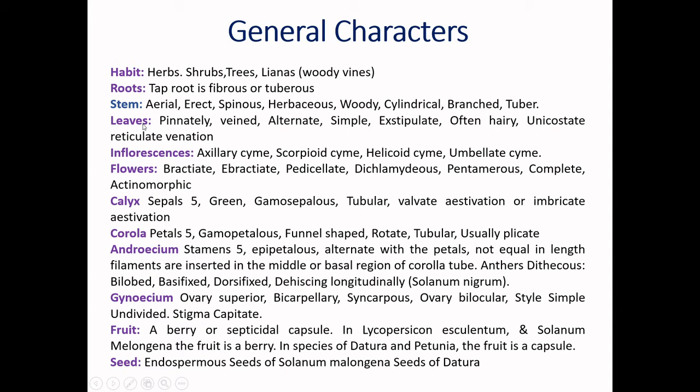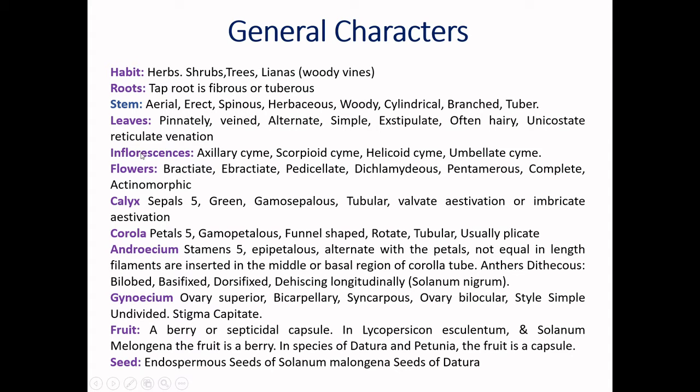Third vegetative character, leaves. Sometimes pinnately veined. Phyllotaxy is alternate. Sometimes simple. Small leaf-like structures are absent, that is exstipulate. Often hairy, unicostate, reticulate venation. Unicostate or multicostate reticulate venation is the characteristic feature of all dicot plants.